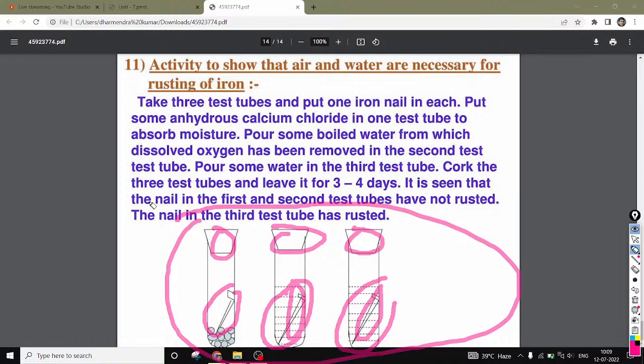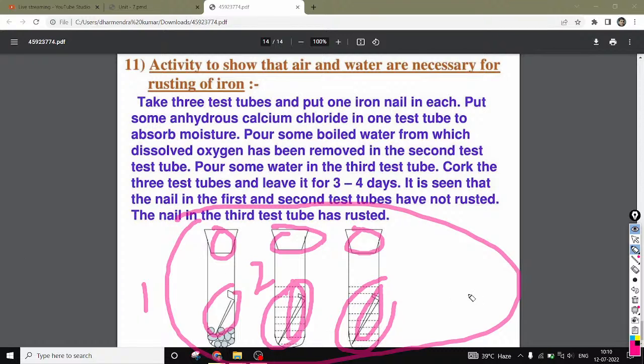It is seen that the nails in the first and second test tubes have not rusted, right? So in the first and second, this is first and this is second, these two test tubes, when looked at after 2 or 3 days, simply look like they were kept previously. But if you clearly see the third test tube, the nail which is kept here is getting oxidized, right? And the nail of the third test tube is getting rusted, right?